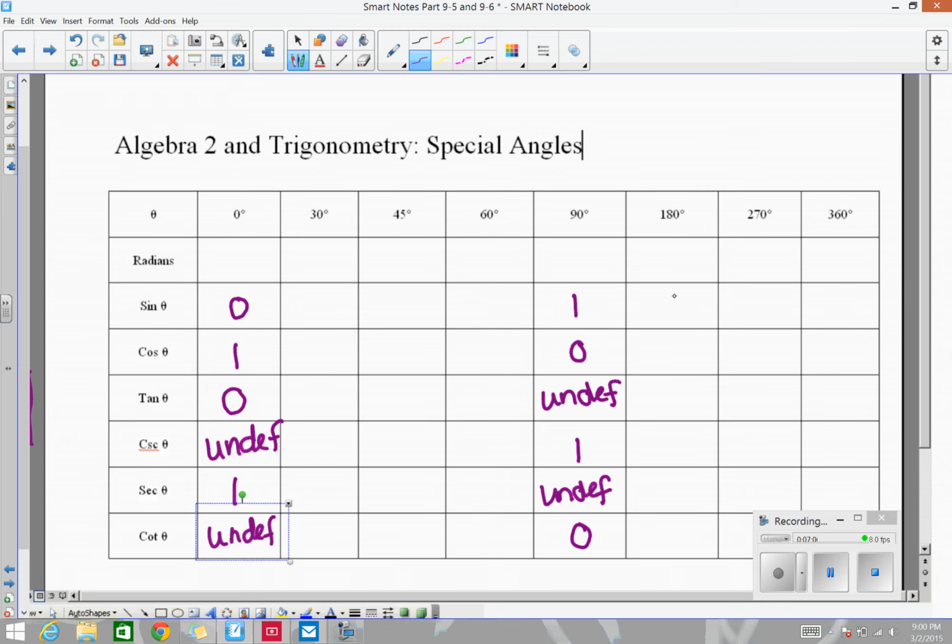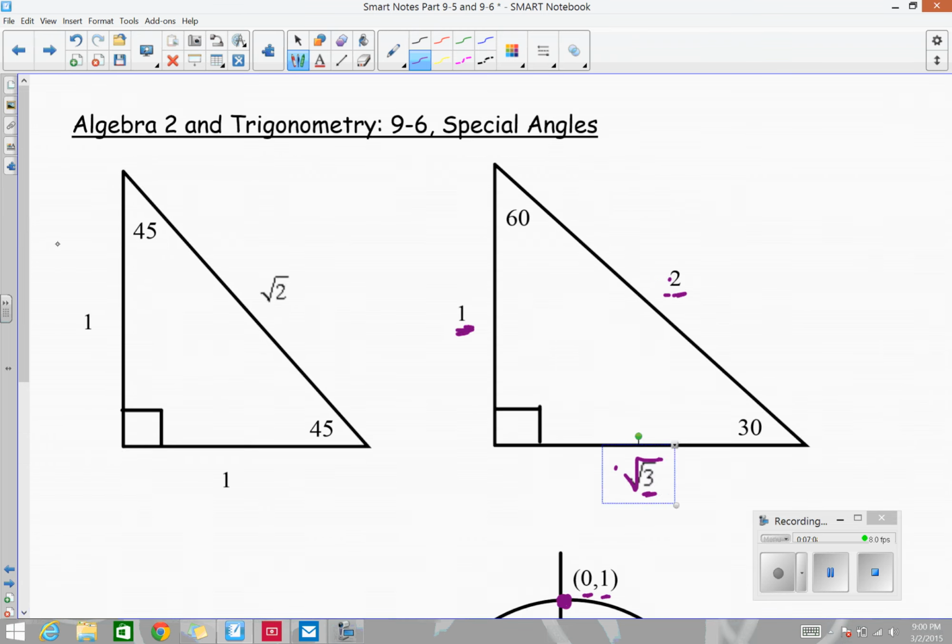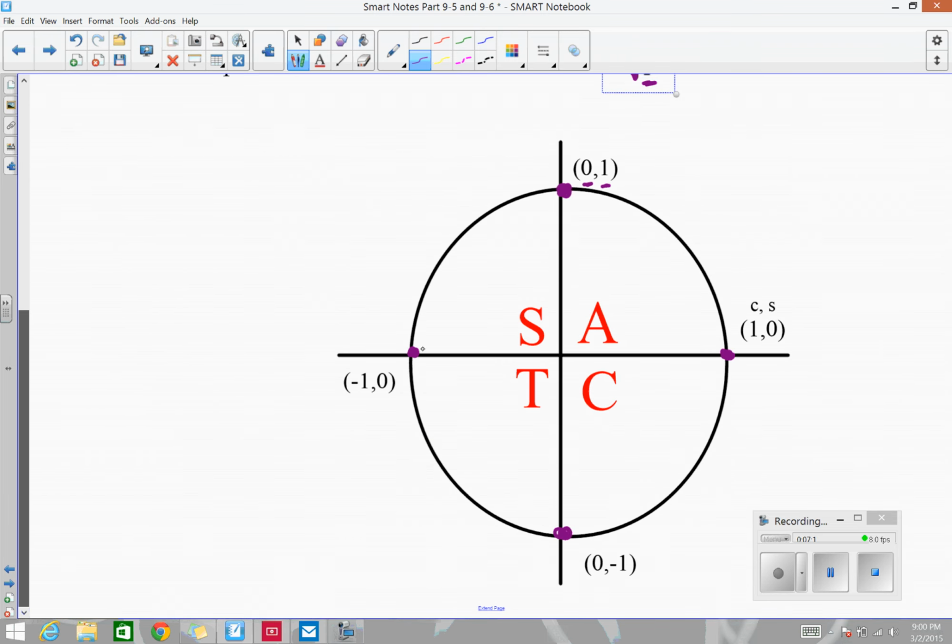Okay, now let's go to 180. Back to our circle. 180. We're over here now. Sine is 0. Cosine is -1.